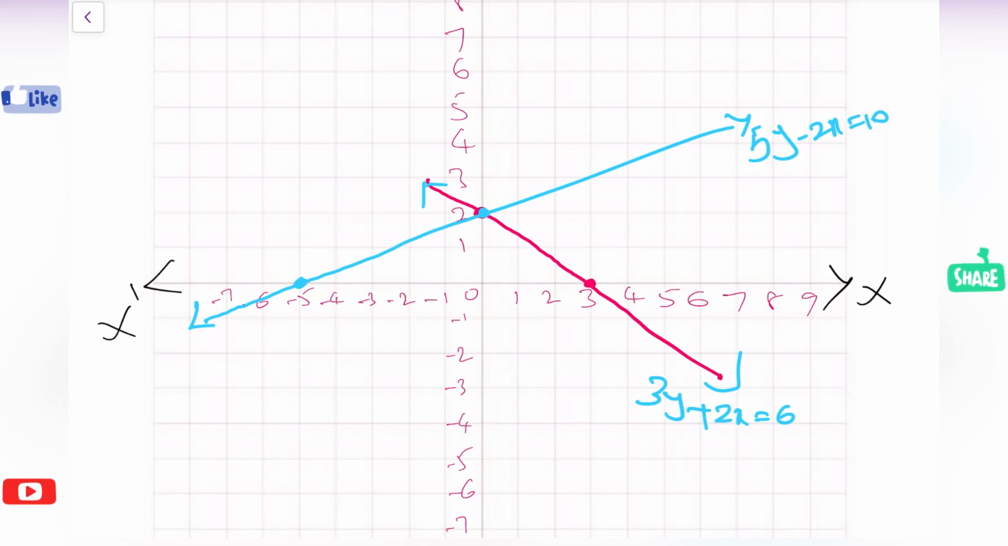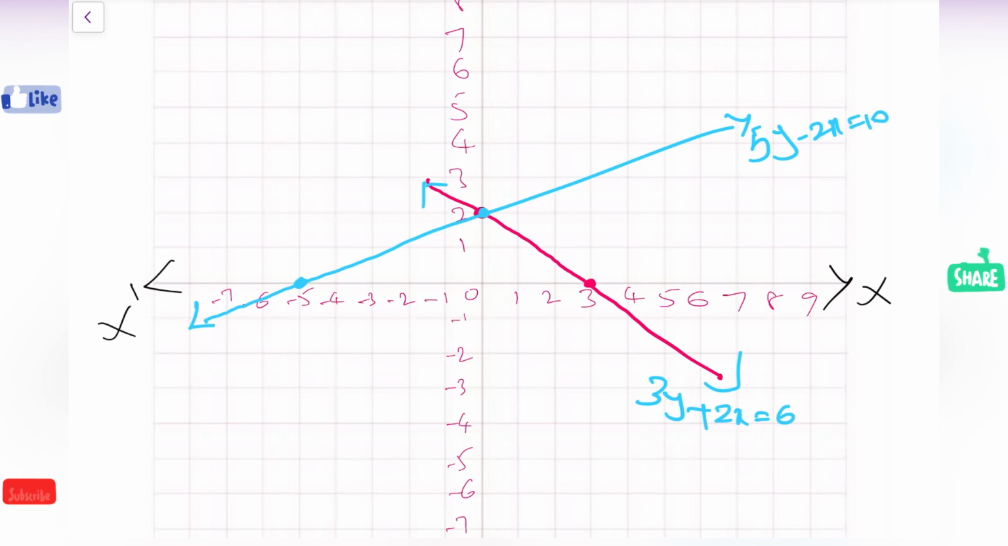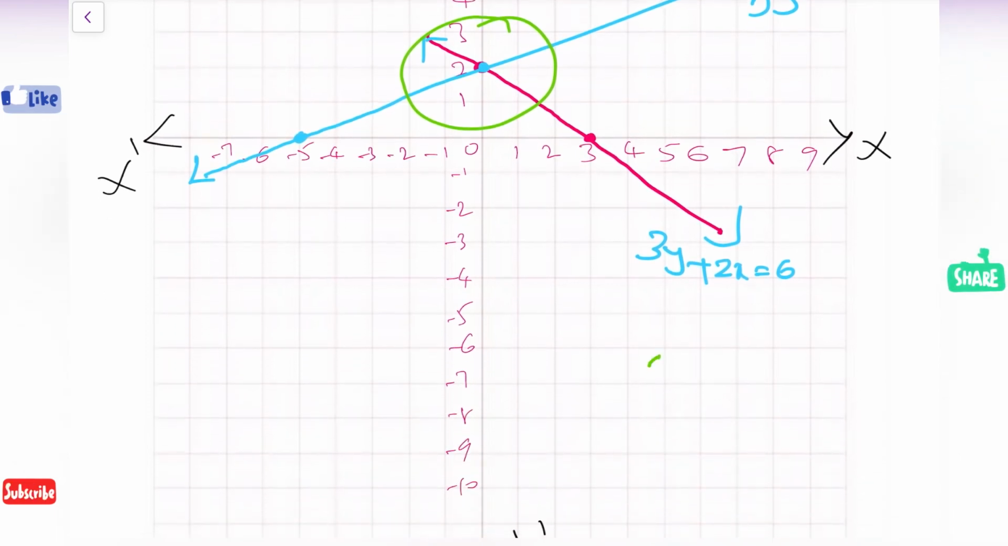Now check where those 2 lines are touching each other. If we observe that clearly, the two lines are touching each other at this one point only, that is 2 on the y-axis. On x-axis nothing is there, so 0 comma. On y-axis it is touching at point 2, so 2. It means the solution for those two equations is 0 comma 2.